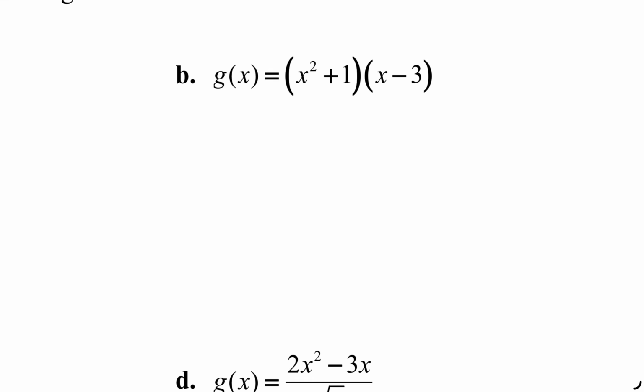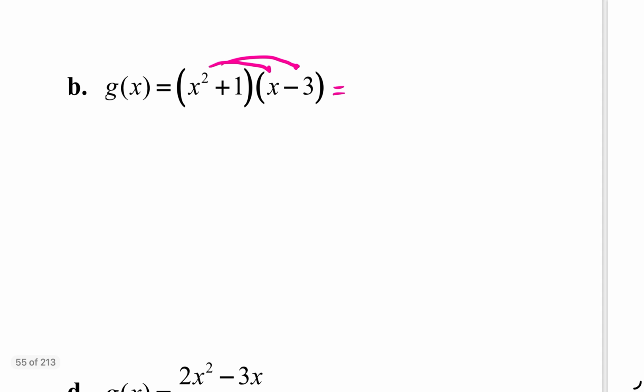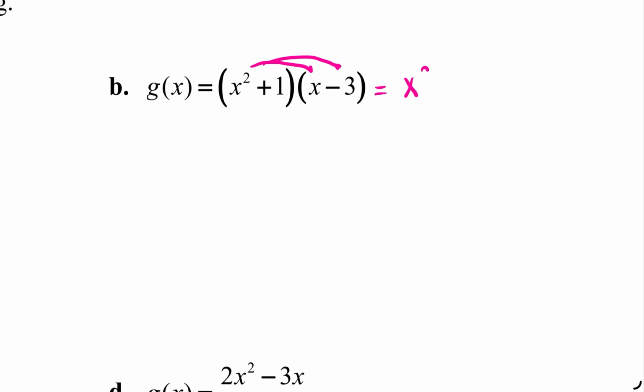If I wanted to solve this, I would just need to take all this stuff and repeatedly distribute it, right? I'm going to repeat distribute here. So x squared multiplied by x becomes x cubed. x squared multiplied by negative 3 is negative 3x squared. And then we'll do our repeated distribution here. So 1 times x is plus 1x. And then 1 times negative 3 is negative 3.